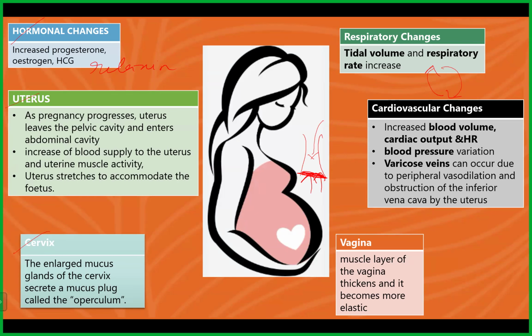Because of that, varicose veins can happen, because of peripheral vasodilatation. Next, talking about the respiratory changes. If the blood volume, cardiac output, heart rate, and all increase, the tidal volume and the respiratory rate would also increase. So that's about the cardiovascular and respiratory changes. Talking about the vagina, it has a muscular layer, so it will become very thick and elastic, so that it will help in facilitation of the delivery. Okay. Any doubts in this slide about any of these changes?